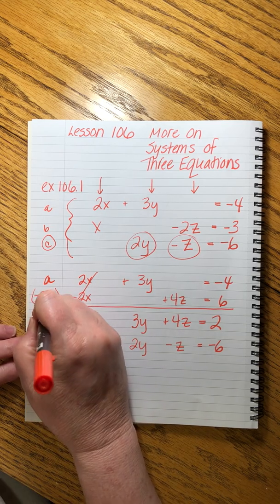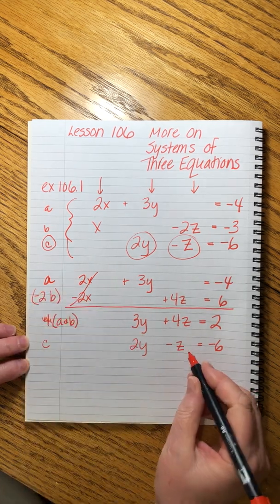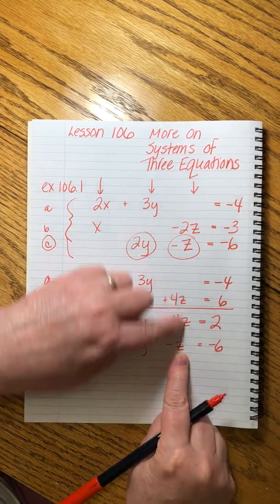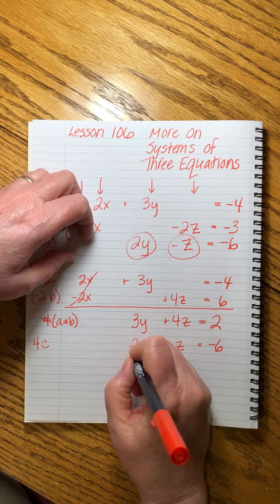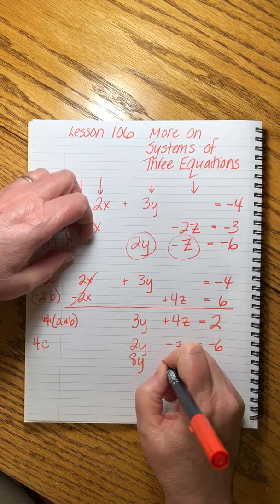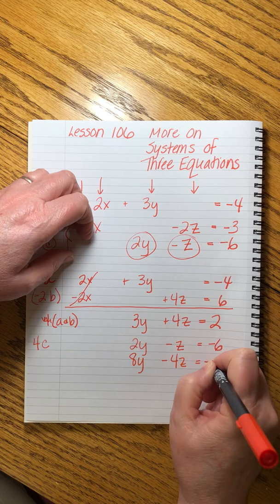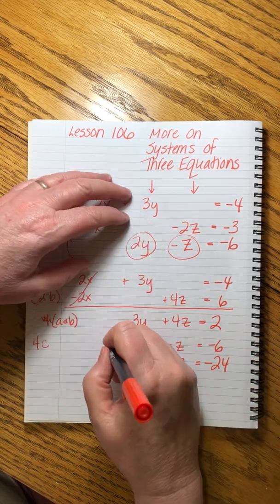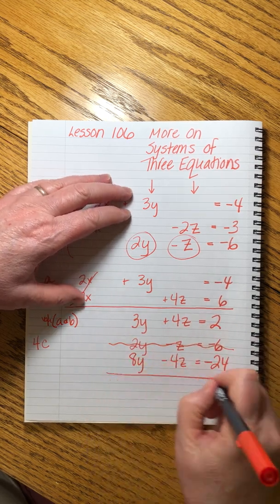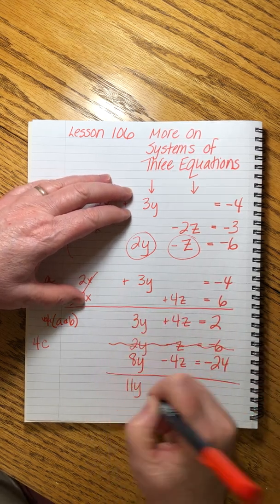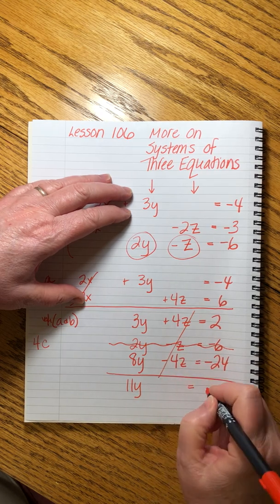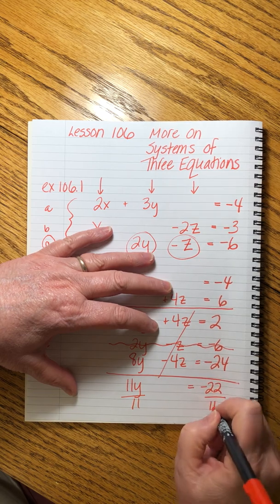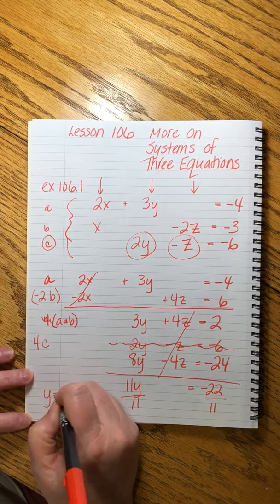So I'm going to multiply this one. Ooh, I did that wrong. No. I'm going to multiply this one by 4 because then my z's will offset. So this will become 8y minus 4z equals minus 24. I gently squiggle this out, and I get 11y equals negative 22. I like it. y equals negative 2.